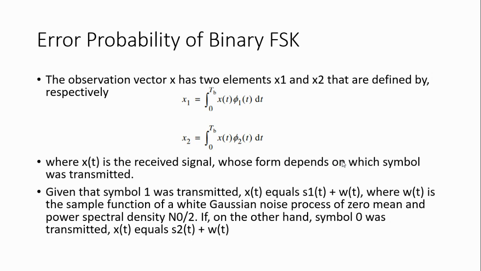Here, the symbol 1 is transmitted. x of t is equal to s1 of t plus w of t. w of t is white Gaussian noise with 0 mean and power spectral density N0 divided by 2. If the symbol 0 was transmitted, then x of t is equal to s2 of t plus w of t.